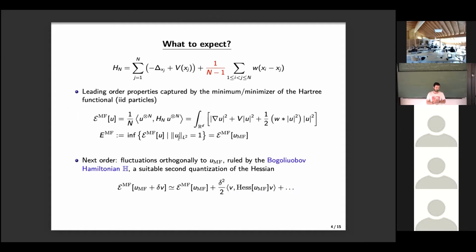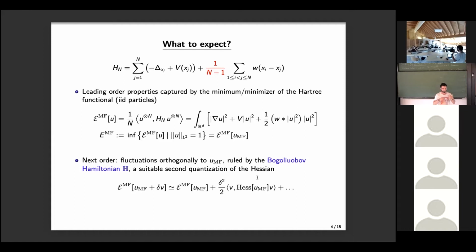The effective model that matters is the Hartree model, or mean field model, which is obtained by restricting the Hamiltonian to the states in which all particles are in the same u. This is the definition of the Hartree functional. Again, we can consider its minimum, E mean field, and its minimizer, u MF. These are the crucial quantities to the leading order. The next to leading order, at this effective or classical level, is captured by the Hessian of the Hartree functional.